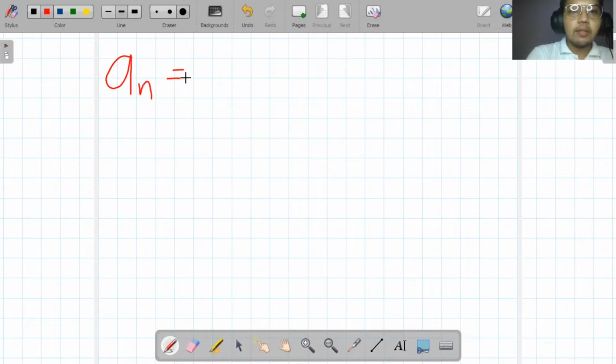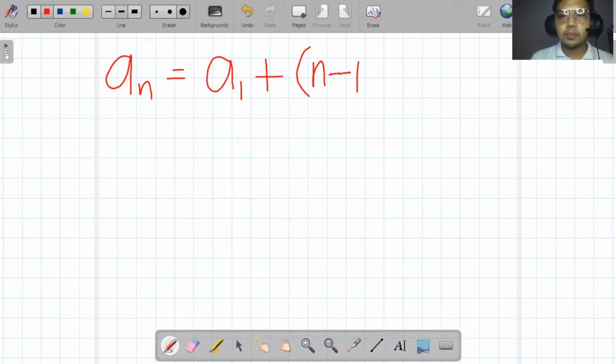So the formula given in your module is a sub n equals a sub 1 plus n minus 1 times your common difference, which is d. So a sub n equals a sub 1 plus n minus 1 times d, where a sub n is the last term, or the term being looked for. A sub 1 obviously is your first term. N is the number of the term you are looking for, and d is the common difference.